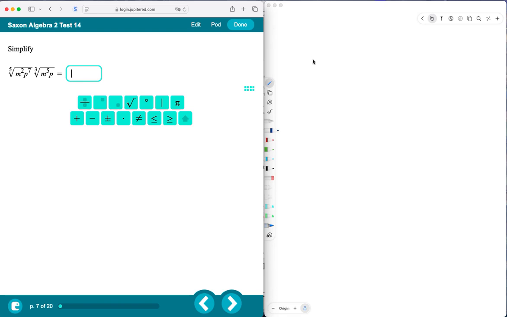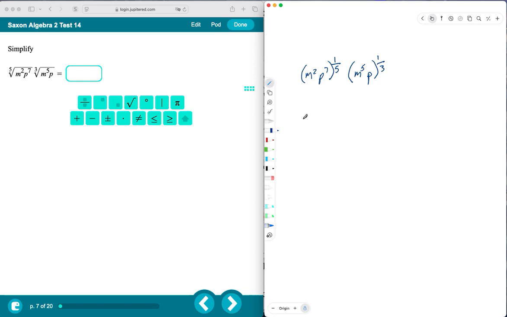So this one is just straight multiplication across. We don't have anything internal. So we just write m squared p^7, and that is written one time under the radical with an index of 5. And that's going to be m times m^5 p, and that's written one time under the radical with an index of 3.